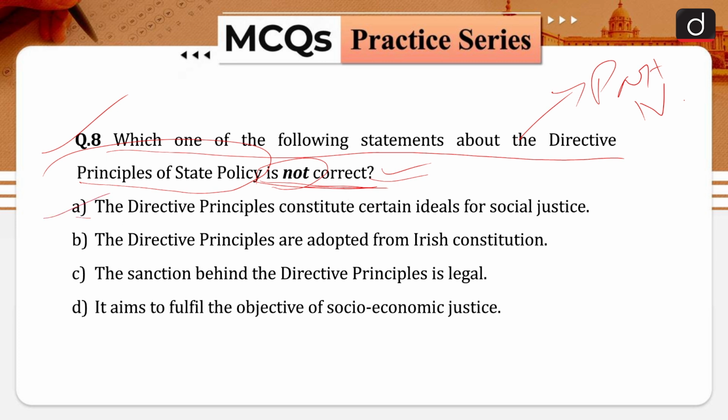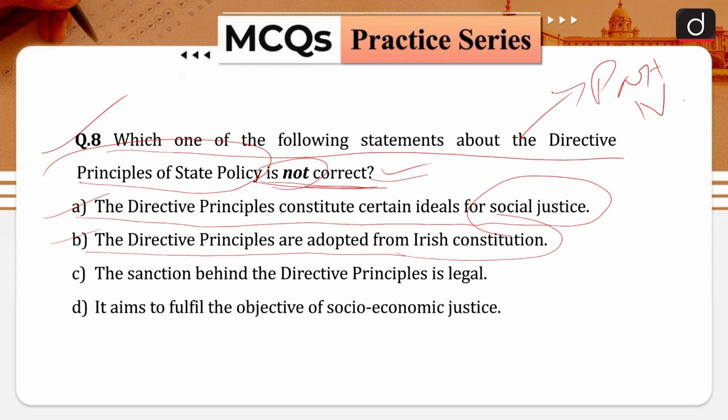Your option A is the directive principles constitute certain ideals for social justice. Your option B is the directive principles are adopted from the Irish Constitution. We have borrowed various significant provisions of our Indian Constitution from various countries, but mind you, the Indian Constitution is an original document. It is very much suited to the Indian environment. You cannot say it is a borrowed document, because it has certain unique special features, and we have discussed it all in detail in our Polity Primer series.